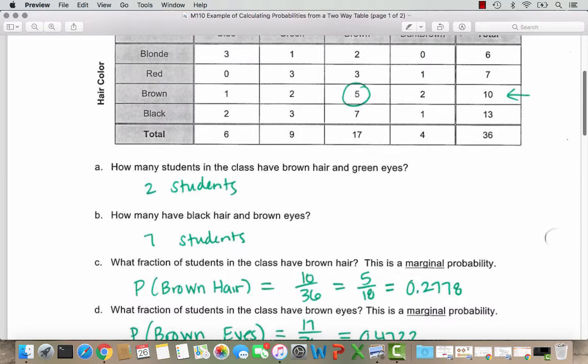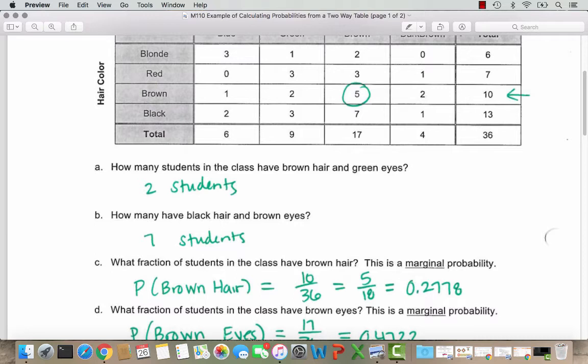We can reduce 10 out of 36 down to 5 out of 18. I still like to think about things as a decimal because then I can think about it out of 1.0 total, or move it to a percent and think about it as a percent out of 100%. So when I did 5 divided by 18 and rounded to 4 decimal places, I got 0.2778 after rounding. So you could say about 27.78% or about 28% of students in this class in Los Angeles have brown hair.